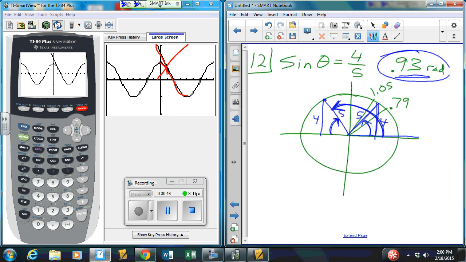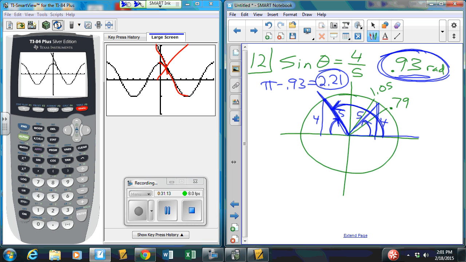So if I take pi, go all the way around to pi, and subtract 0.93, I'm going to end up right here. Everybody take pi minus 0.93. What do you get? 2.21. There's your other answer. So 0.93 radians and 2.21 radians is going to get you there. Keep in mind, pi is 3.14 radians, so that makes sense, doesn't it?